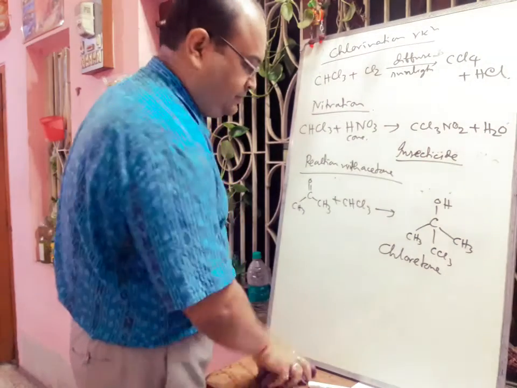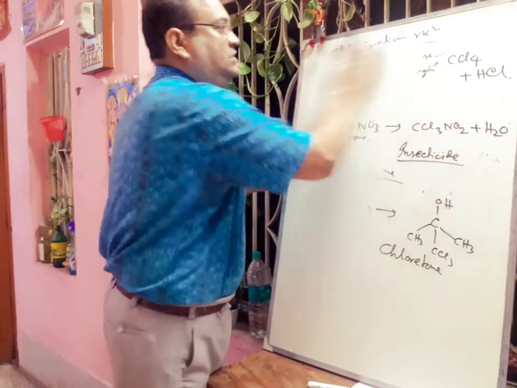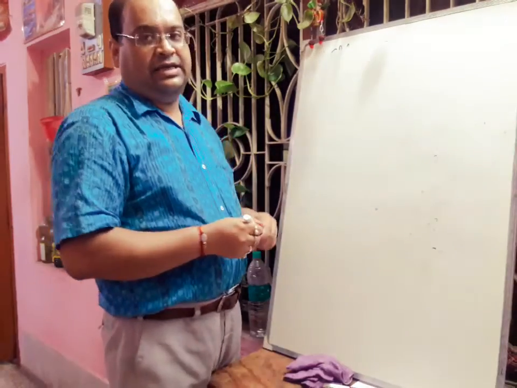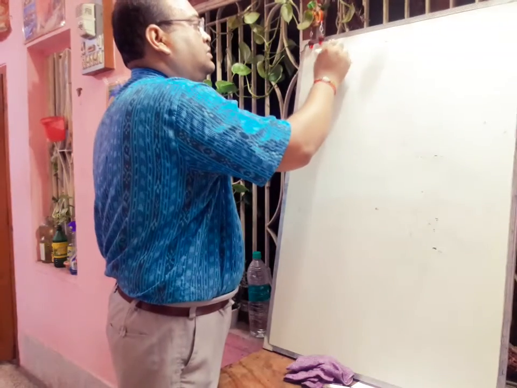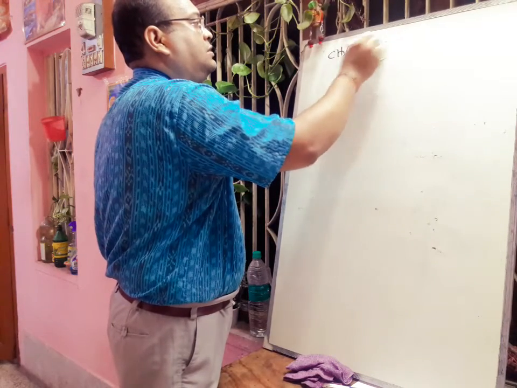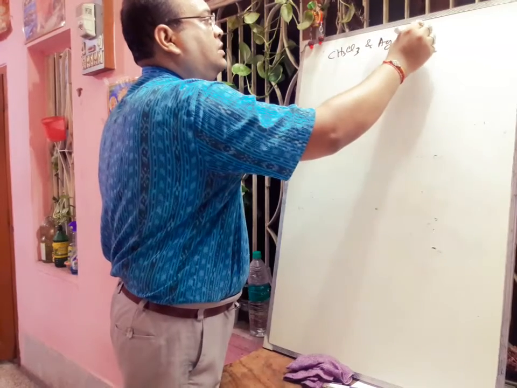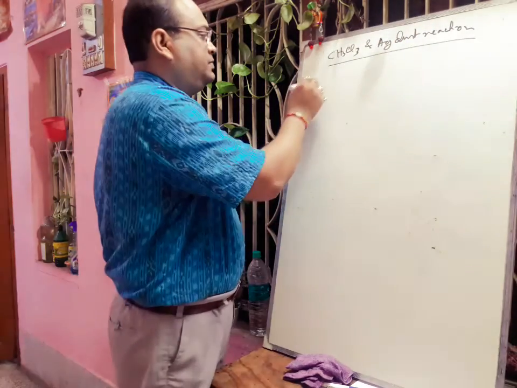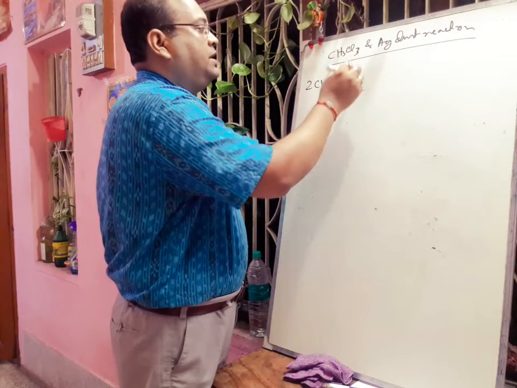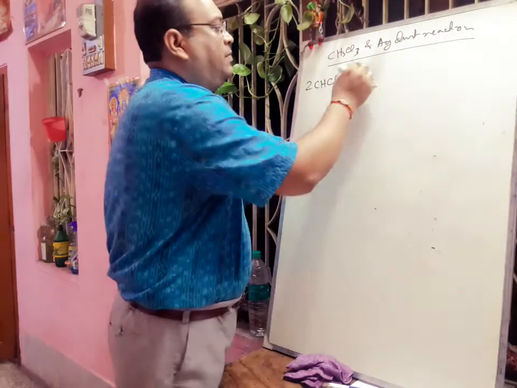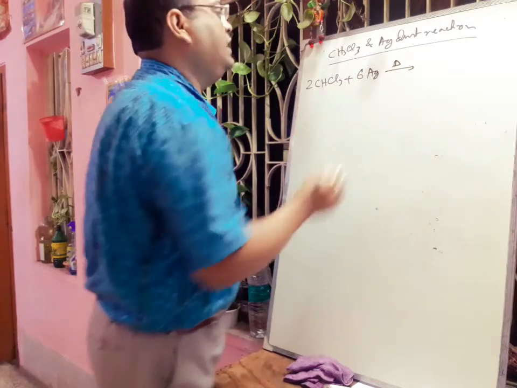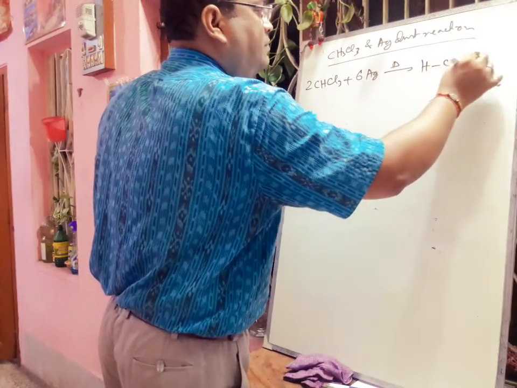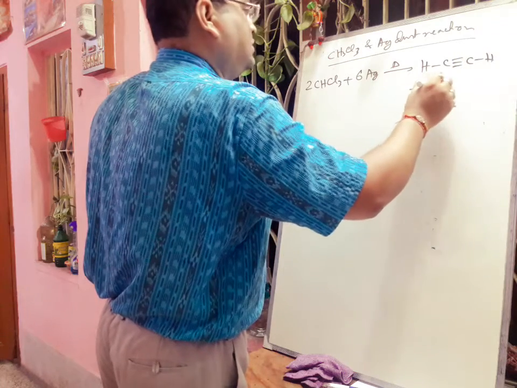Next we will discuss the reaction of chloroform with silver dust. If we take chloroform in the presence of silver dust and apply heat, then there will be formation of acetylene plus 6AgCl.